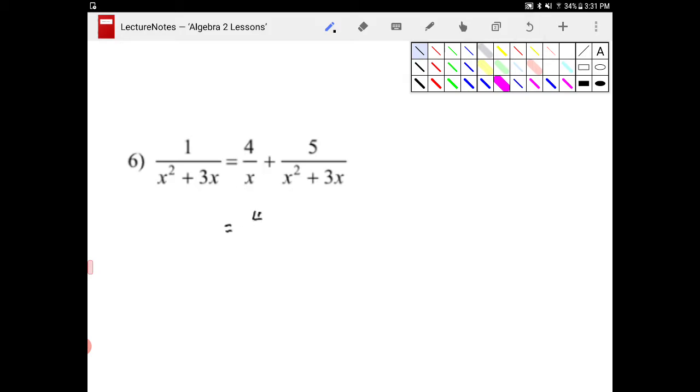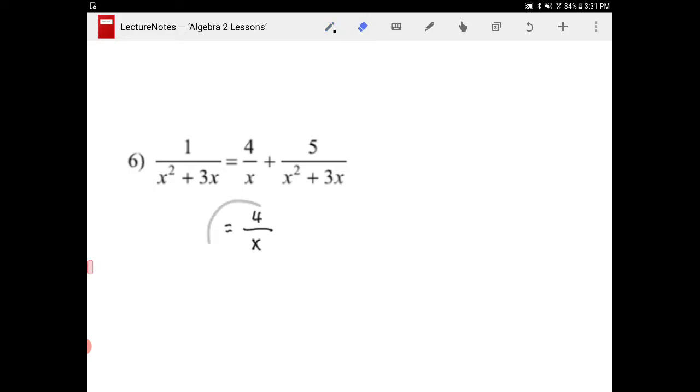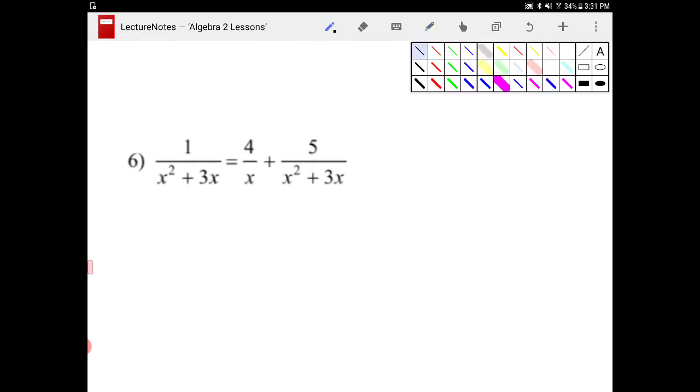In order to accomplish that, for 4 over x, I'm going to multiply by x squared. Actually, I'm not going to multiply by x squared, because I'm getting a little ahead of myself. This is the same thing as 4 over x, plus 5 over x times x plus 3. If you notice the fraction over here, what I'm missing is not x squared plus 3x, but a factor of x plus 3.